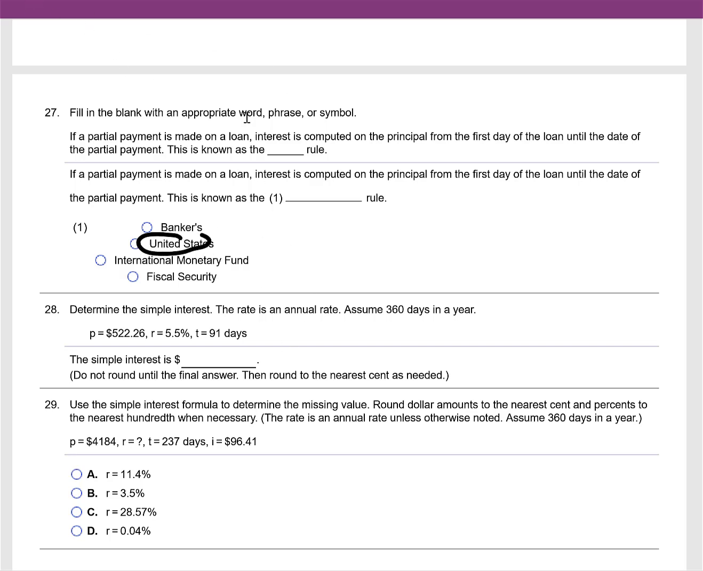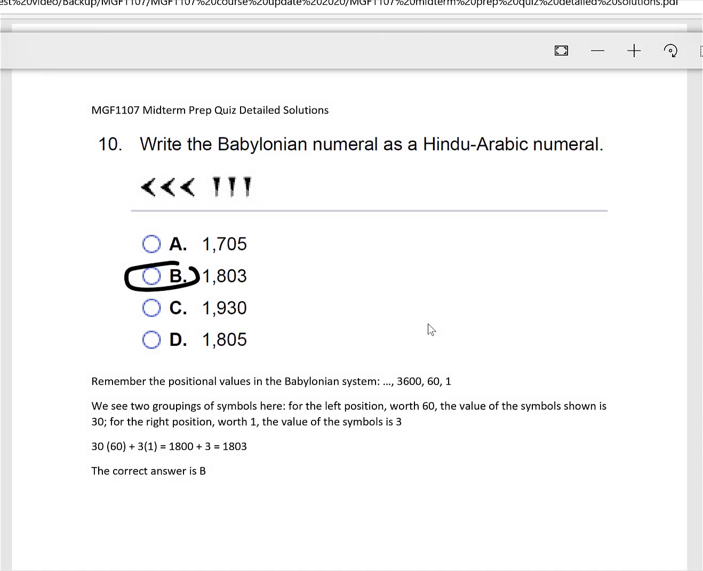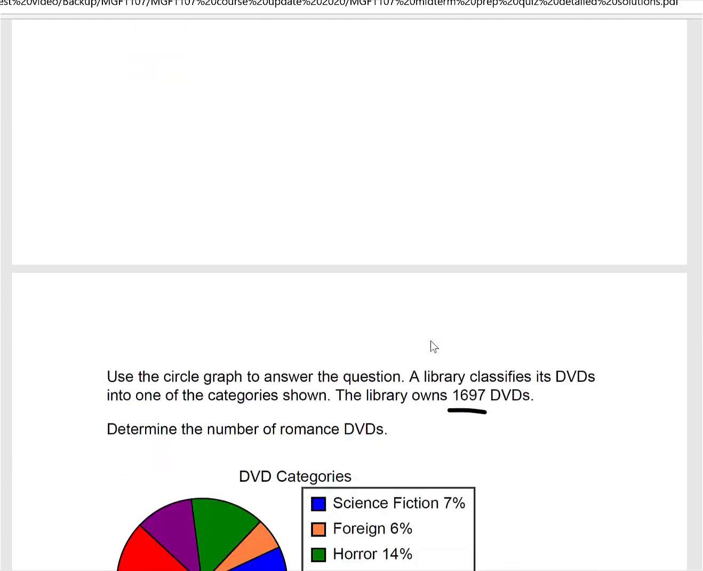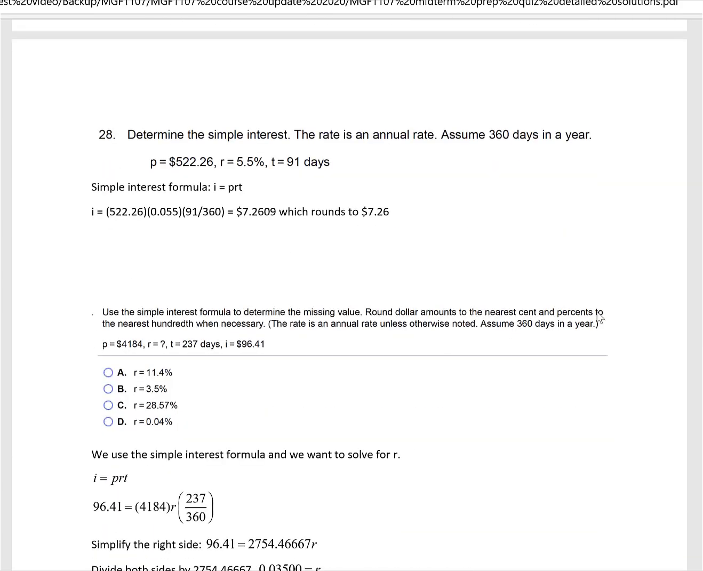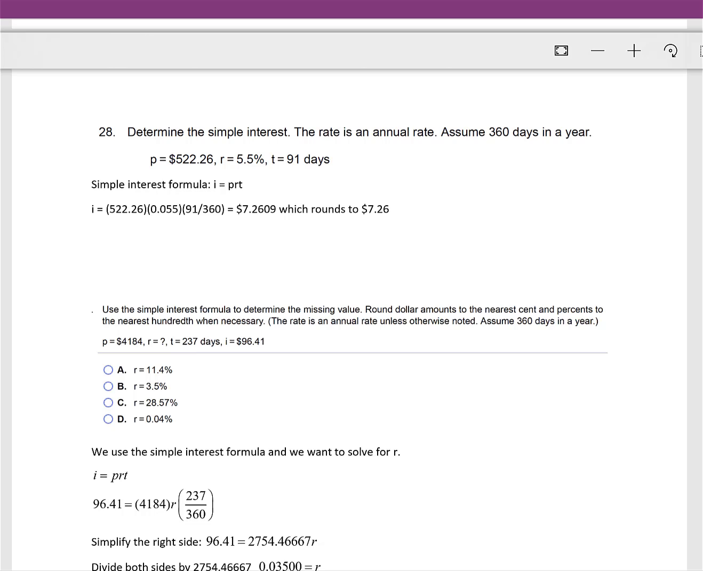Okay, some simple interest problems. And for some reason, I keep losing that detailed solution one. Let's go back over here. There it is. Okay, and so we're down here to number 28. There we go. Determine the simple interest. So I equals PRT. They told us the principal is 522.26, the interest rate as a decimal is 0.055, 91 days, and they tell us to assume 360 days in a year. And if I multiply that out, I get $7.26.